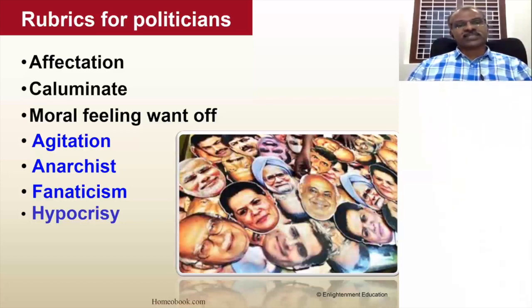Then anarchist means, what's the difference between agitation and anarchist? There is one question by Dr. Shivam Gupta: what's the difference between calumniate and slander? Slander disposition to, that is also more or less similar rubric to calumniate. But calumniate means they are always using this trick against the opposition parties. They are more or less similar rubrics. Slander disposition to, using false allegations or words. But the allegations are more important in calumniate than in slander.